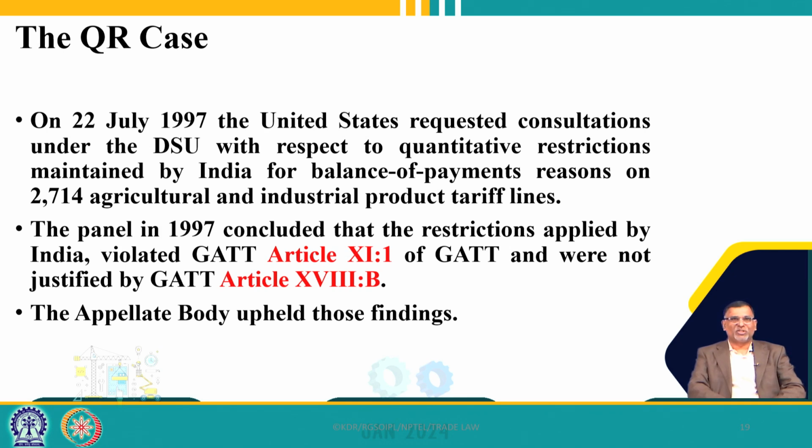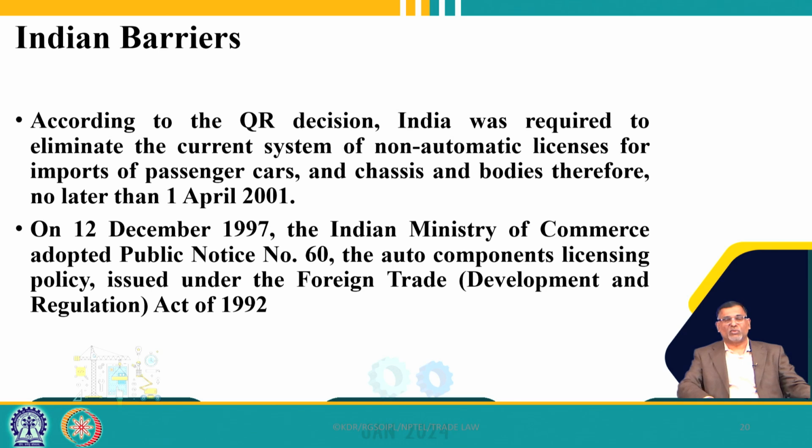Here also a similar judgment was issued by the panel, and the appellate body confirmed it. The Indian measures were in violation of article 11(1), quantitative restrictions, and article 18B as well. So, it is not justified under article 18B, that is the balance of payment exceptions. Again, India lost the QR case also.